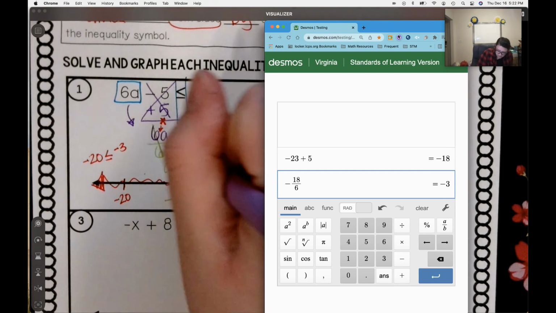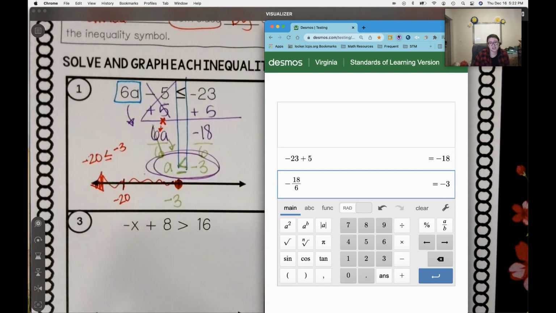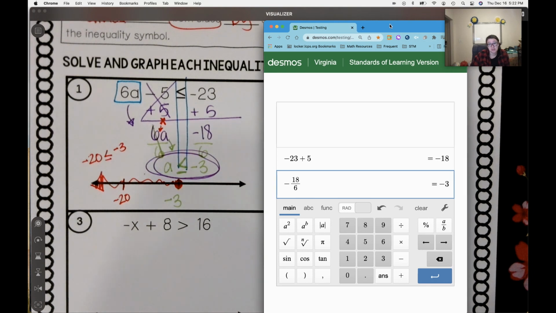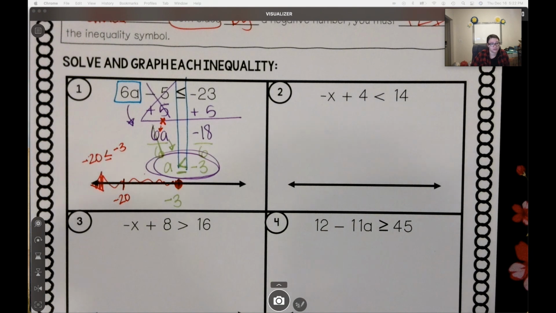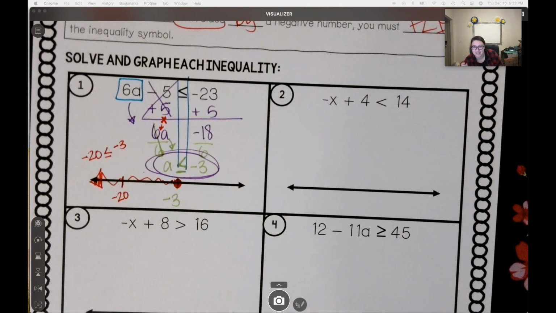Woo! So again, our answer was a is less than or equal to negative 3. It's the same steps, but it is a little bit more work compared to what we had last unit. So bear with us. Ooh, I'm liking this number 2. It's going to get a little tricky.